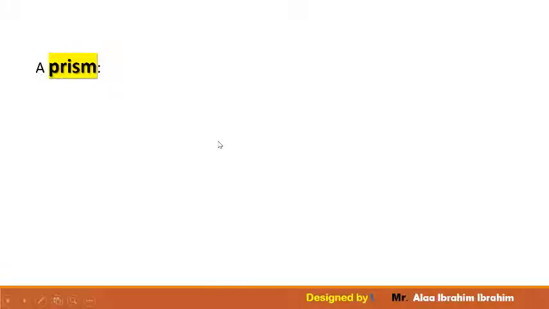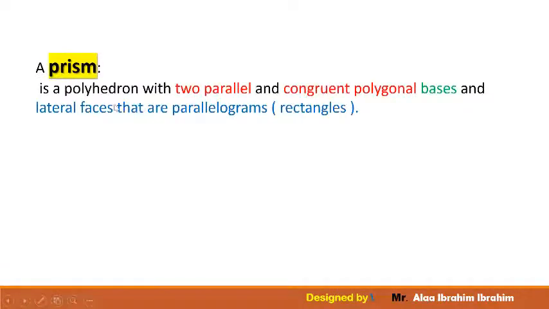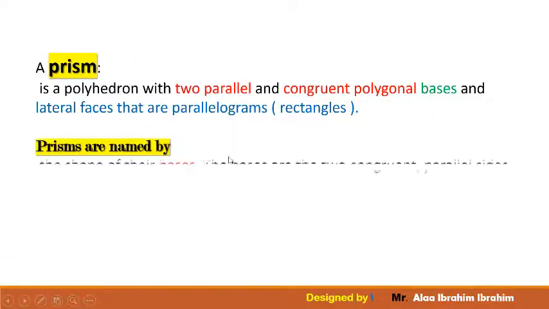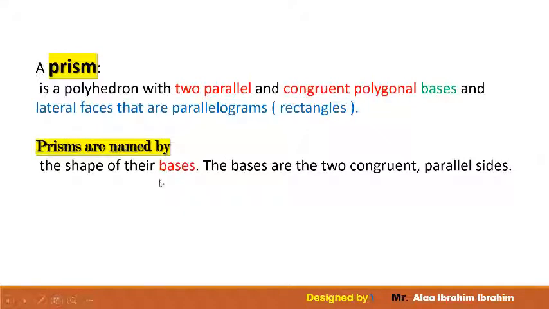Now the definition of a prism: a polyhedron with two parallel and congruent polygon bases and lateral faces that are parallelograms, rectangles. Prisms are named by the base. Remember I told you before, if we have a prism, according to the base we name the prism. The bases are the two congruent parallel sides.